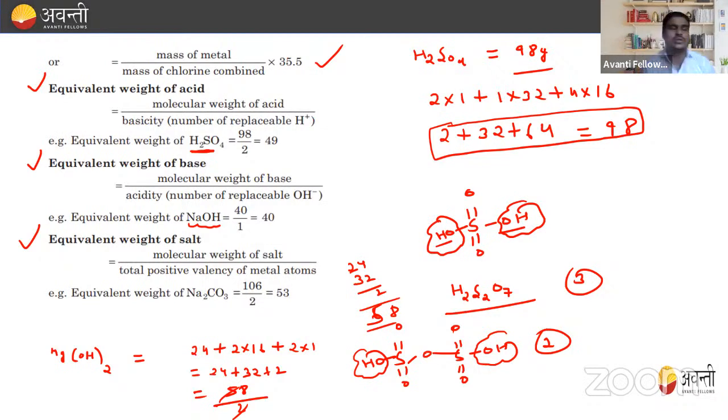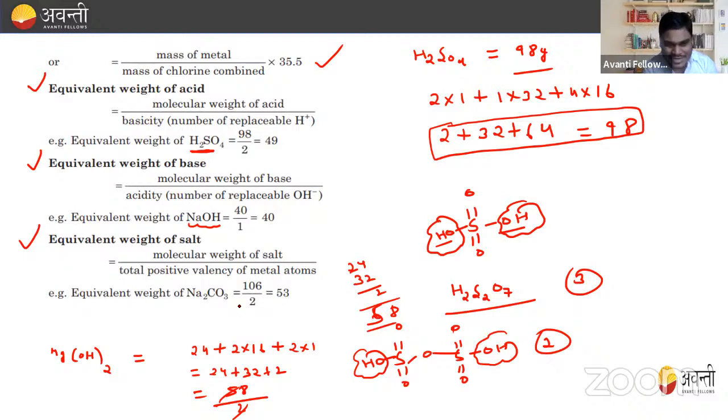If I'm talking about NaCl, copper sulfate, Na2CO3, then how will you calculate the equivalent weight of a salt? It has a very similar formula. Observe carefully that whether we calculate the equivalent weight of an acid, base or salt, we always use the molecular weight: the molecular weight of the acid, of the base, here the molecular weight of the salt, divided by the total positive valency of the metal atom.